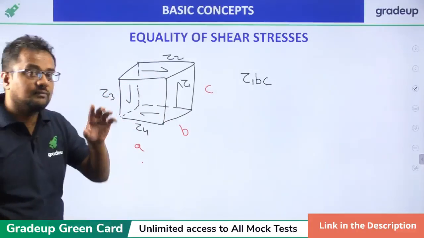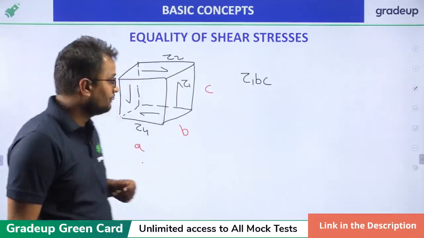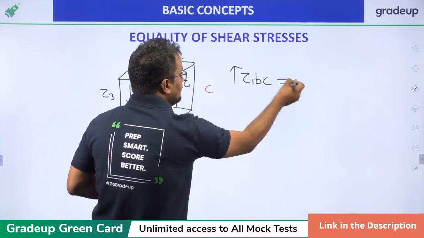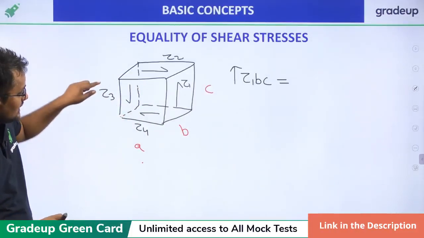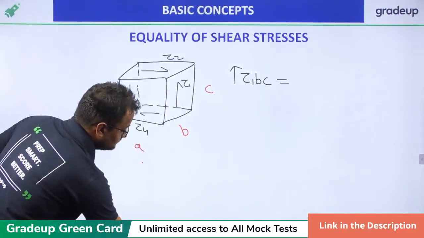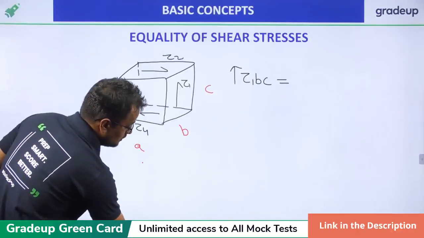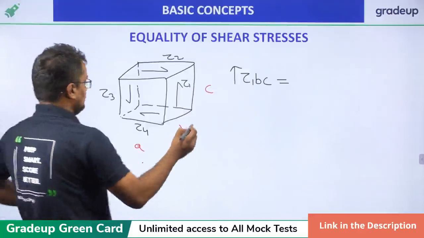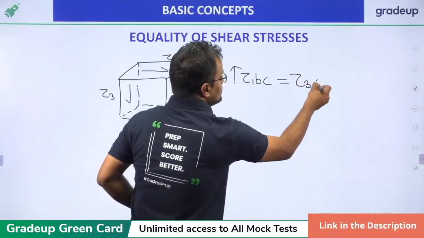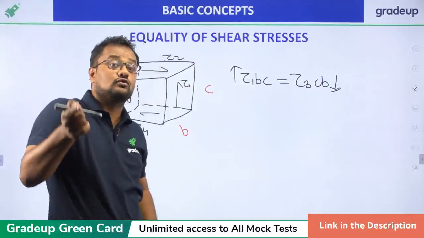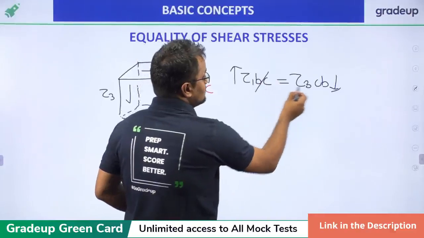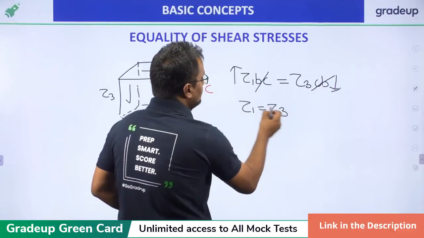Tau 4 and tau 2 will be having only forces in horizontal direction. In vertical direction, the net upward force should be equal to downward force. In downward direction, this tau 3 is acting on this C and this B. So the downward force is stress into area: tau 3 into C into B. A body will be in equilibrium when this upward force and downward force are equal. So if I cancel BC, then tau 1 equals tau 3.